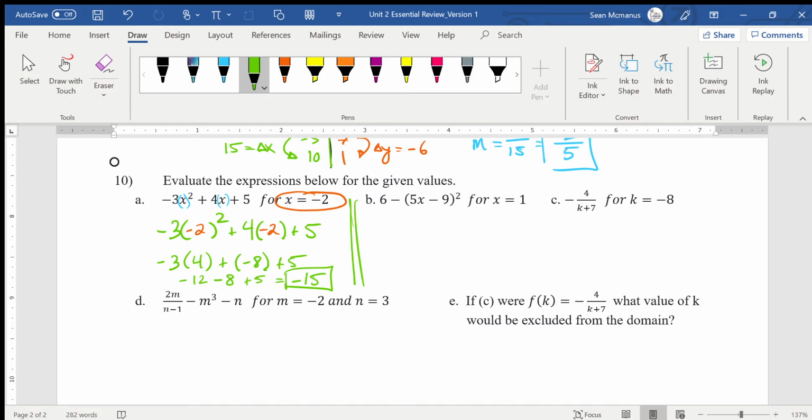All right, part B. Now it asks me to evaluate when x equals 1. So I'm going to go ahead and write the equation again the exact same way it looks.